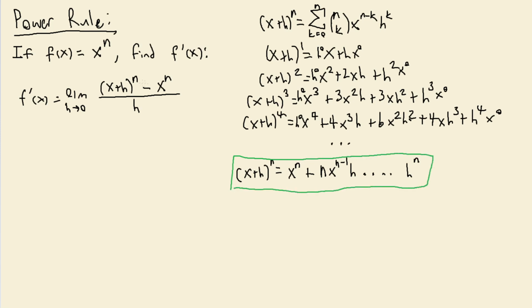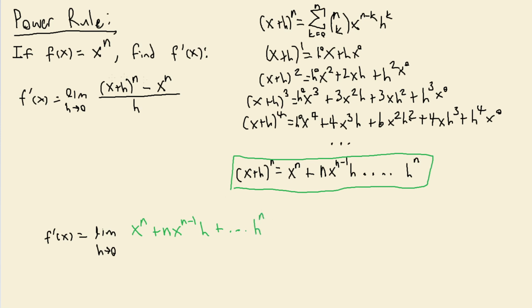Let's just plug this in for (x + h)^n and see what happens. Well, what we're going to get is that f'(x) is equal to, oh sorry, I left out a very important part before we move forward. f'(x) is going to equal the limit as h approaches 0. Don't want to forget that. Now we can add in our (x + h)^n. We get x^n plus n x^(n-1) times h, plus some other stuff all the way down to h^n.